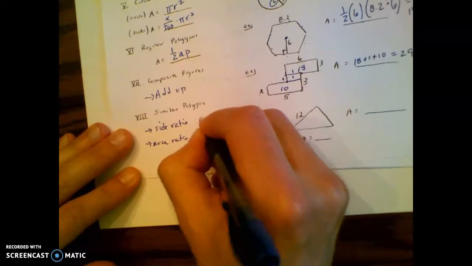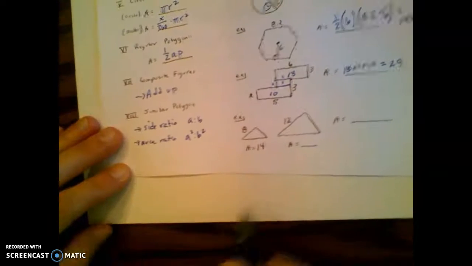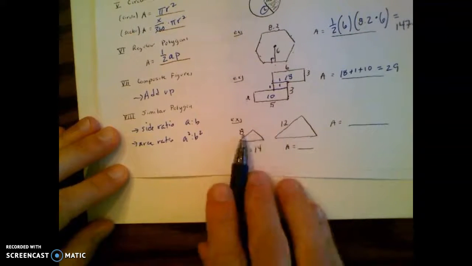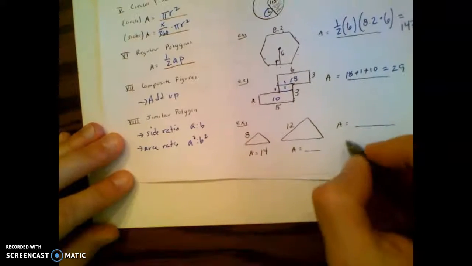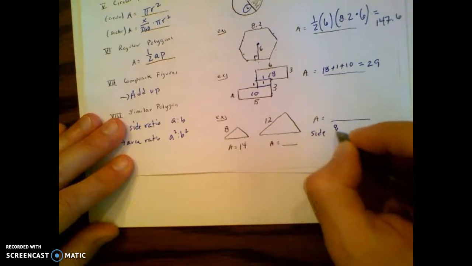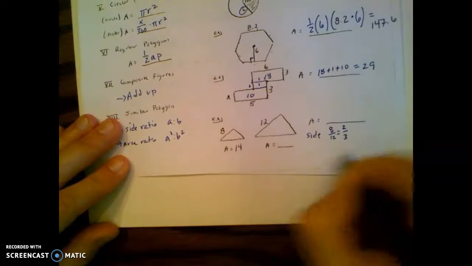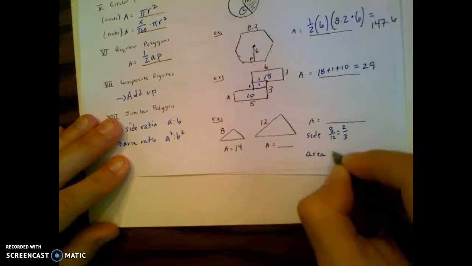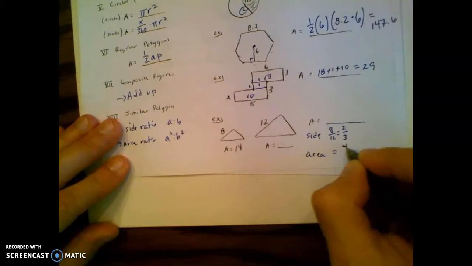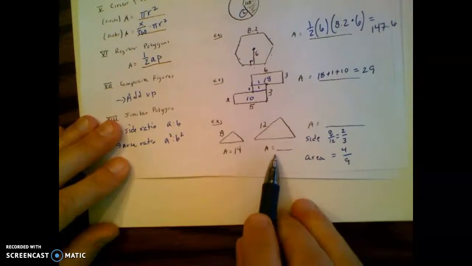Side ratio, if it's a to b, that means the area ratio is going to be a squared to b squared. Just square it. So here I can get the side ratio because I have a pair of corresponding sides. So the side ratio is going to be 8 to 12, which goes down to 2 to 3, which means my area ratio is going to be 2 squared over 3 squared. So that I'm going to use in a proportion to find that missing ratio.